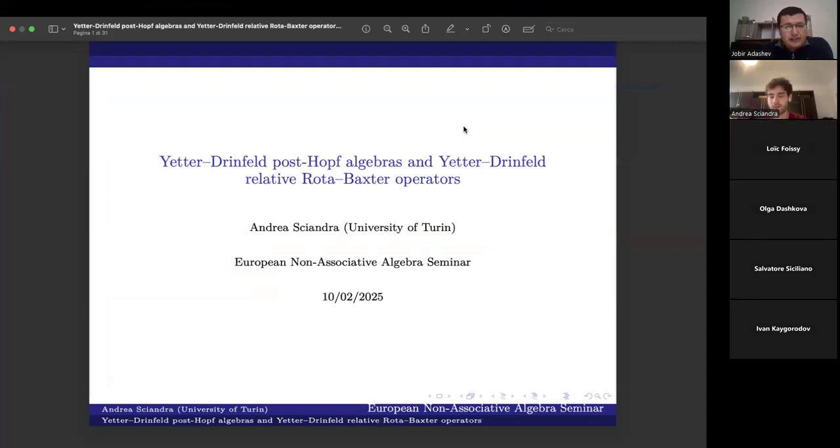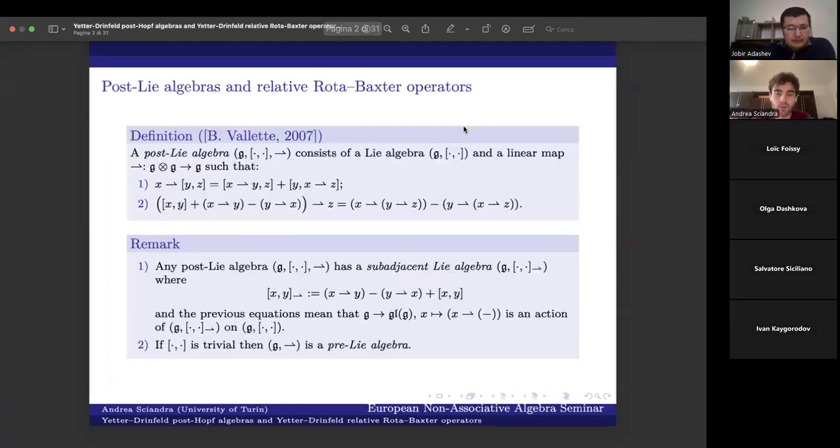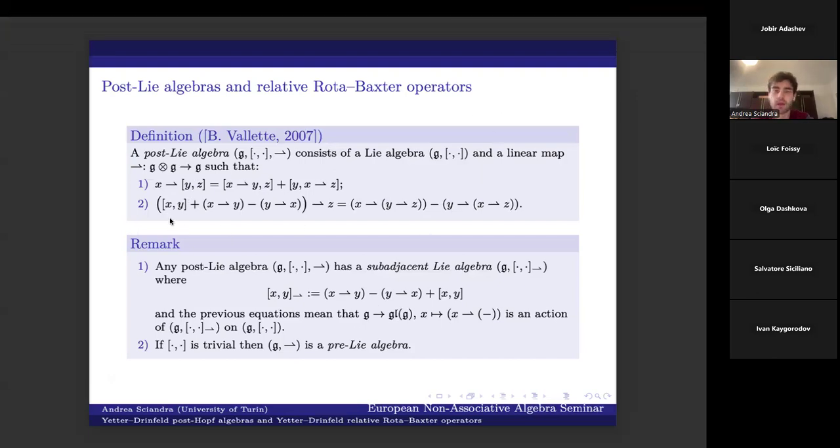First, I thank the organizers for this opportunity. I would like to start by recalling some definitions coming from Lie algebras that motivate this work. So, in 2007, Ballet introduced the notion of post-Lie algebra, which is, in fact, a Lie algebra equipped with a linear map from G tensor G to G, such that these two conditions are satisfied. And let us analyze this a bit.